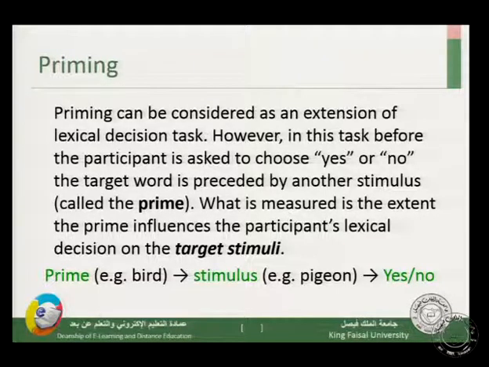Then what is measured is the extent to which the prime influences the participant's lexical decision on the target stimuli. So how does the prime influence your decision on the stimulus? For example, here we have bird and pigeon. How can the prime, which is bird, help us in deciding whether the word pigeon is an English word or not? So this is what we are looking for in the priming experiment.